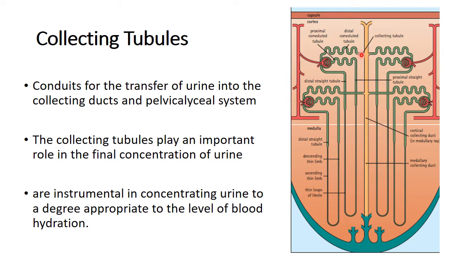Both of them, the collecting tubule and collecting duct, will concentrate the urine according to the need of the body, according to the state of hydration of the body. So if the body is in a dehydration state, the urine will be more concentrated by the action of collecting tubule and collecting duct, and vice versa. If we drank a lot of water, the urine will be diluted also by the action of cells of the collecting tubules and collecting duct.